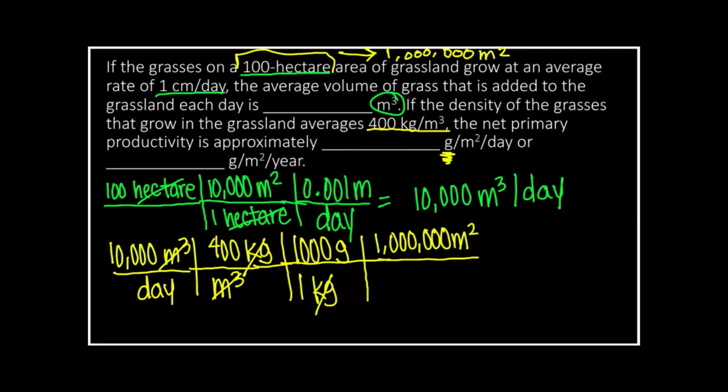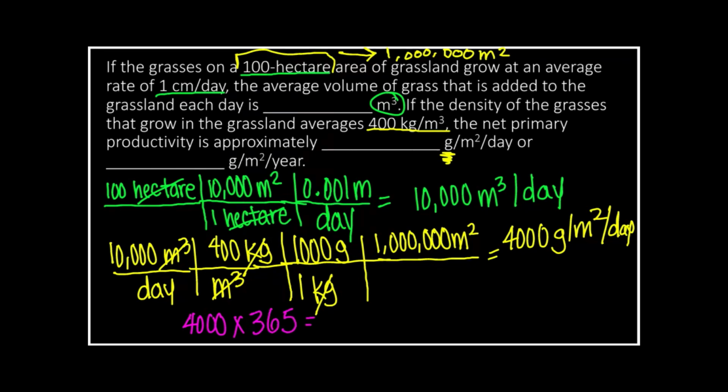Okay. So now we're going to have 4,000 grams meters squared day. Okay. The next thing we need to do, let me see if I can fit this last part. Approximately grams per day or grams per year. So all we have to do is take that 4,000 and multiply it by 365 because all the other units are the same.